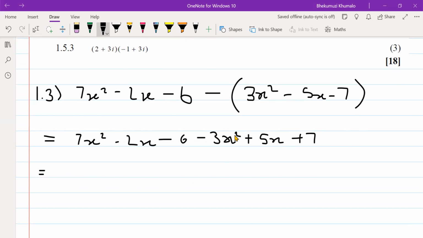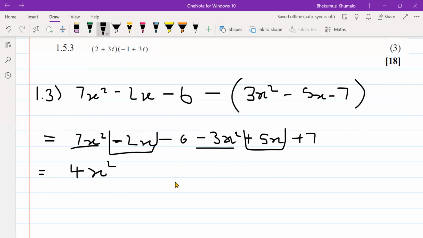What are the like terms and how do we see them? We see them through the variables, right? So if the variables correspond, then we can add or subtract those like terms. So what are the like terms that we see here? So firstly, I can see that 7x squared is a like term to negative 3x squared. So 7x squared minus 3x squared, that would be 4x squared, right? And then this is minus 2x. The like term to it would be plus 5x.